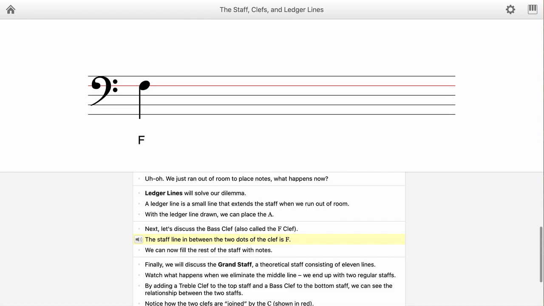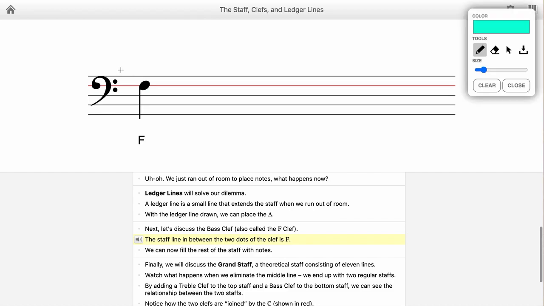Another way to help you remember that the bass clef is also called the F clef is just to visualize what would happen if we straightened out this part of the clef. If we straightened it out, we would just have a straight line. And if we take our two dots from over here and we put our dots here and then connect them to our straight line, we have an F, the F clef.